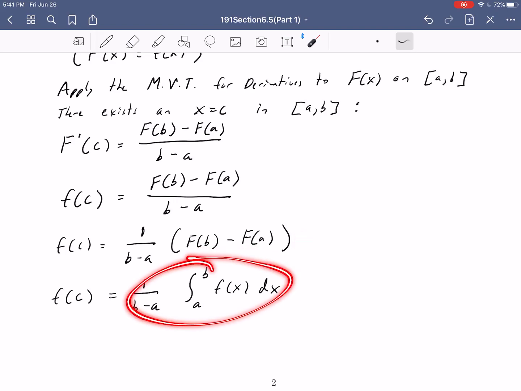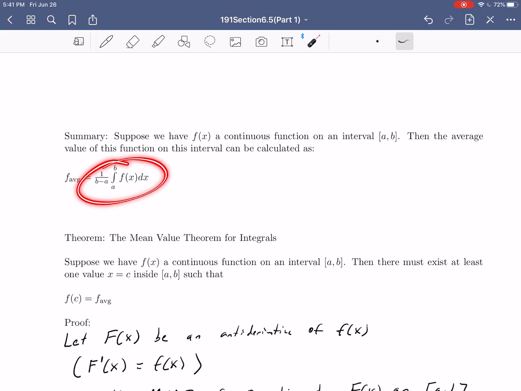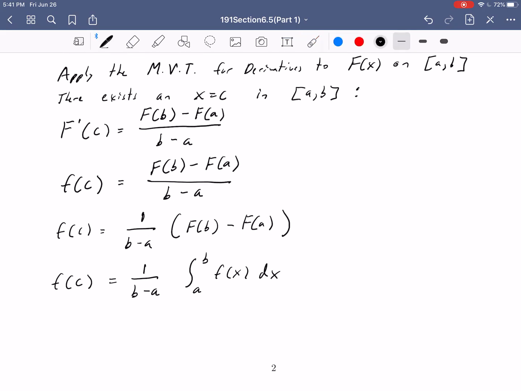And what do we have right here? Well, that is exactly what we said is the average value. So we just have f of c equals f average, check. So there we go, we've proved what we wanted to show. If you want to be really fancy, you can put QED, Latin for quod erat demonstrandum: that which needed to be shown has been shown. So there we go, we finished our proof.